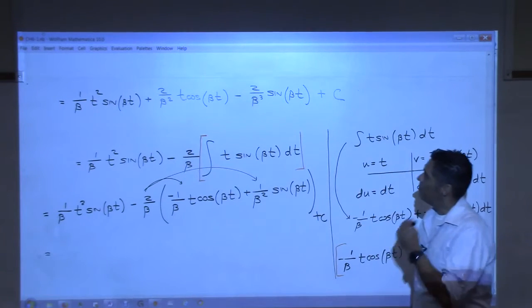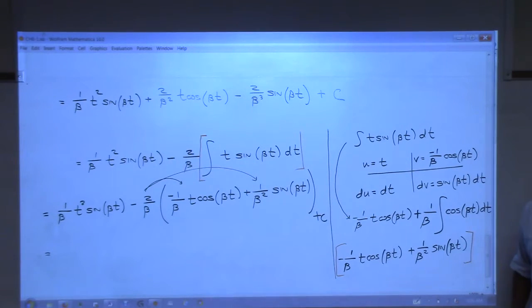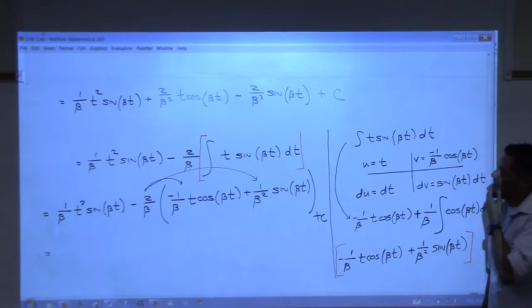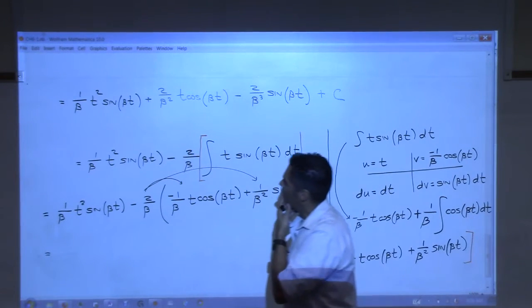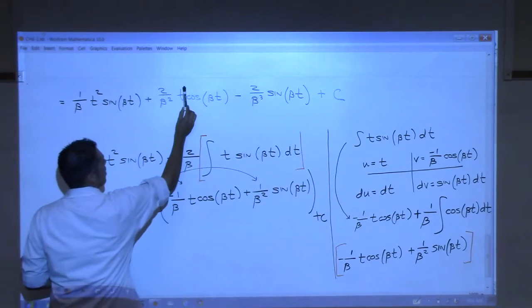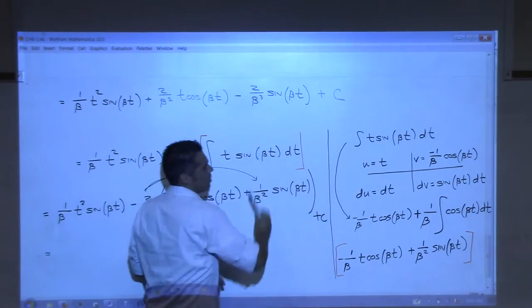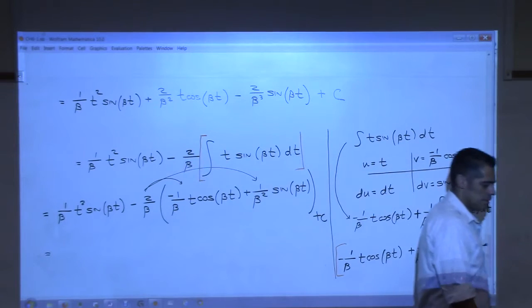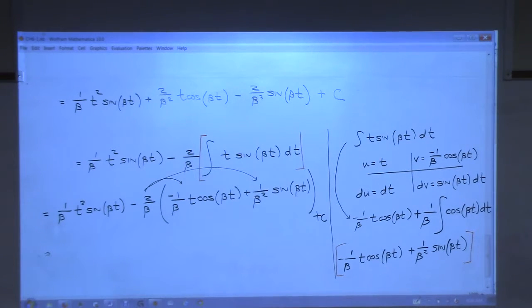If we took the derivative of that, we should get t squared cosine beta t. No thanks, I'm not going to do that. But we could, right? Like this is a product rule right here. Then this is another product rule. And then this one is not a product rule. Questions?